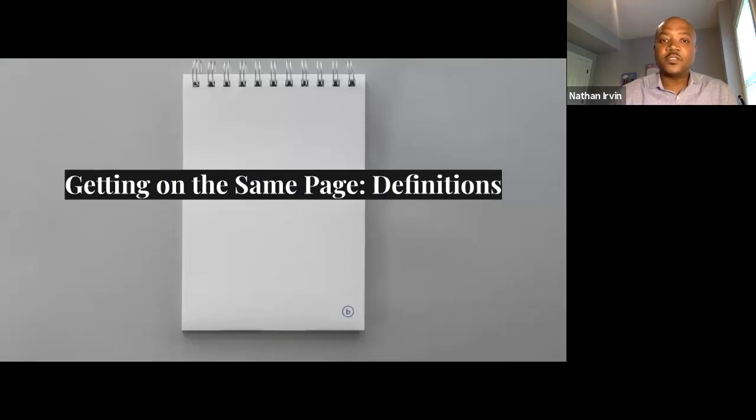So first things first, we'd like to start with some definitions. One key tenet in engaging in these sorts of important and often challenging conversations is to ensure that we're all starting from the same page and we have the same vernacular and that we have the same mental model of what we're talking about. So we hope to orient you to a couple key concepts that we want you to be aware of.